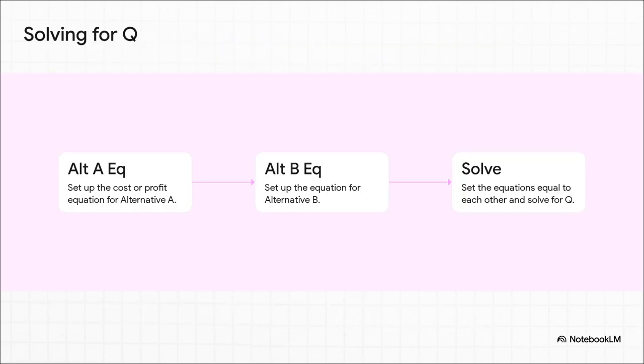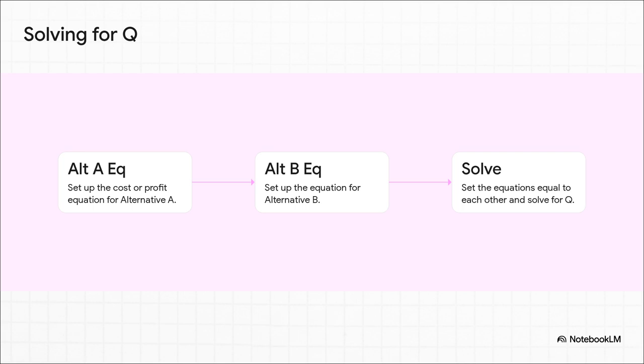To guarantee success on the exam, you absolutely don't need to memorize a massive new formula. Just execute this foolproof three-step process. Step 1. Set up the algebraic equation for alternative A's costs. Step 2. Set up the equation for alternative B's costs. Step 3. Slap an equal sign right between them and use basic algebra to solve for Q.